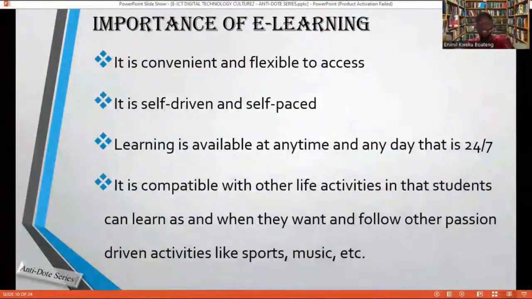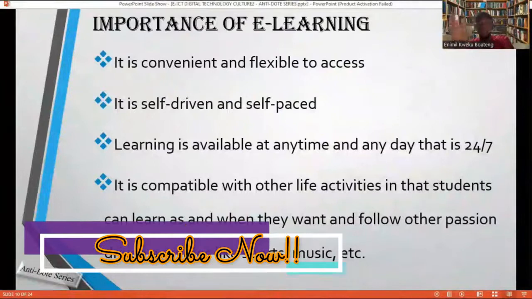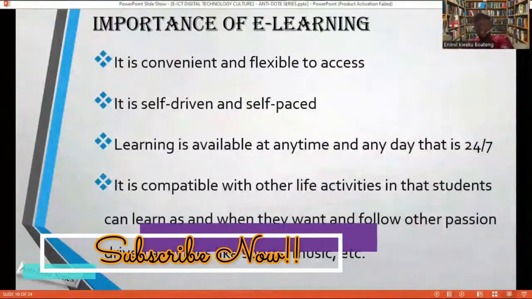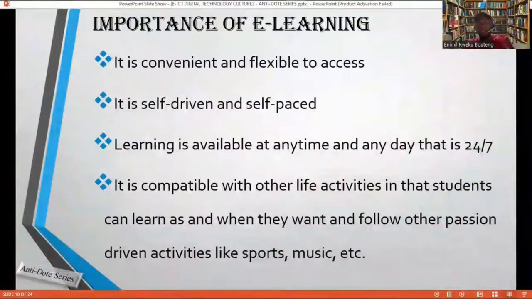Why? Because you are in an enclosed environment, and in this enclosed environment, a lot of things take place there: entertainment, sports, learning. So you can't focus on the skills that you have. You can't develop that skill. So that is a big blow when it comes to traditional physical learning. But with e-learning, especially the asynchronous way, even with synchronous you can still do that, but especially with the asynchronous way, it is compatible. Why? With other life activities.